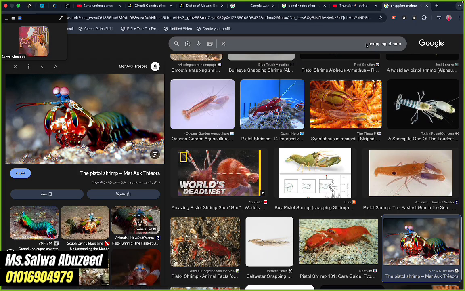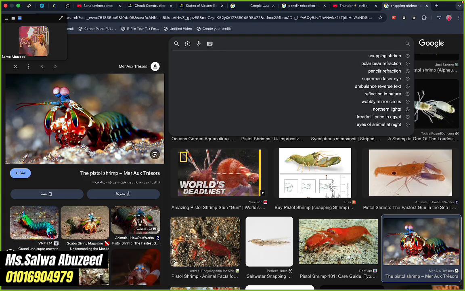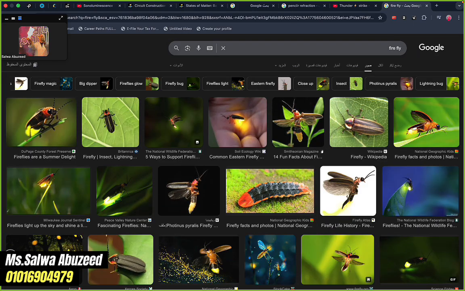Sonoluminescence. While the other one is bioluminescence. If you feel the word is difficult, just slow it down, you know? Just say bioluminescence, sonoluminescence, you know? Okay. So this is the firefly.